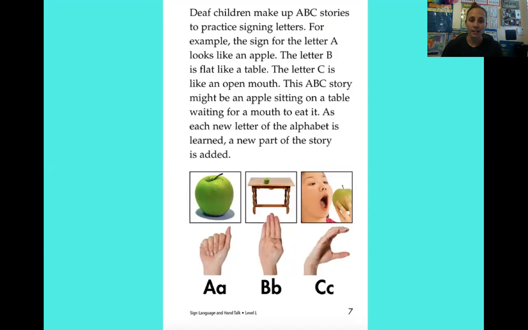The letter B is flat like a table. The letter C is an open mouth. This ABC story might be an apple sitting on a table, waiting for a mouth to eat it. As each new letter of the alphabet is learned, a new part of the story is added. Do it with me. A, B, C.